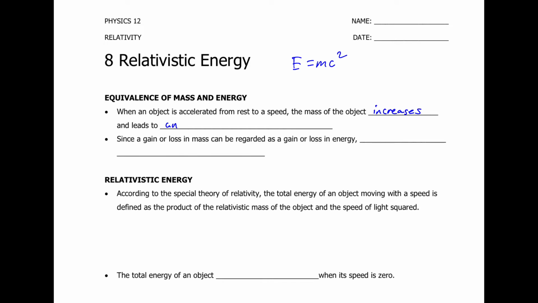Right. So, an increase in energy. So a moving object has more energy than a not moving object. No way. And since a gain and loss in mass can be regarded as a gain and loss in energy, mass and energy are equivalent. So as we did with relativity, a moving object has more energy than a stationary object, but a moving object has more mass than a stationary object. Which is weird.